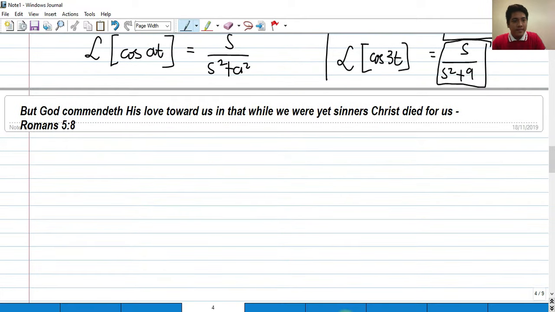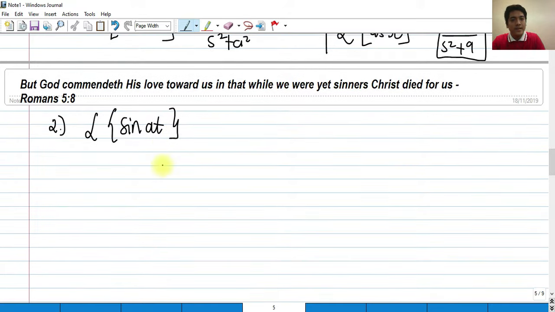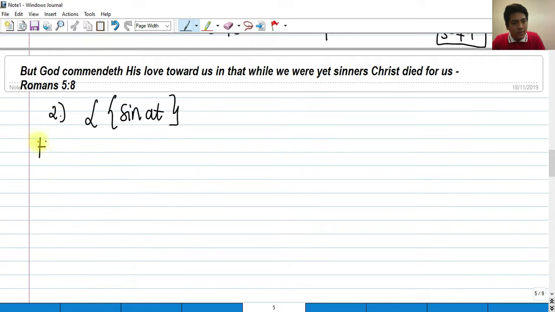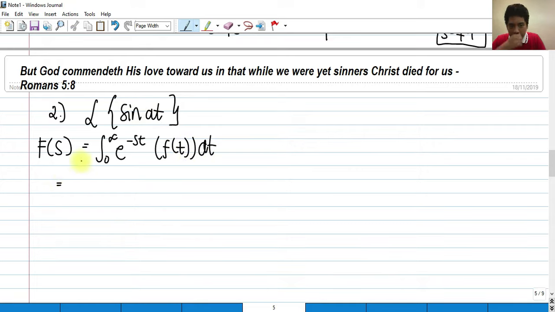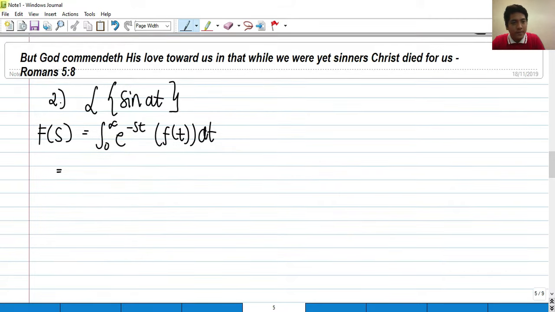So how about for sine? Let's try to derive the Laplace transform of sine of at. So the same formula, we have F of s, which is the integral from 0 to infinity of e raised to negative st f of t dt. So our f of t would be sine at. So we have, from 0 to infinity, sine of at multiplied by e raised to negative st dt.